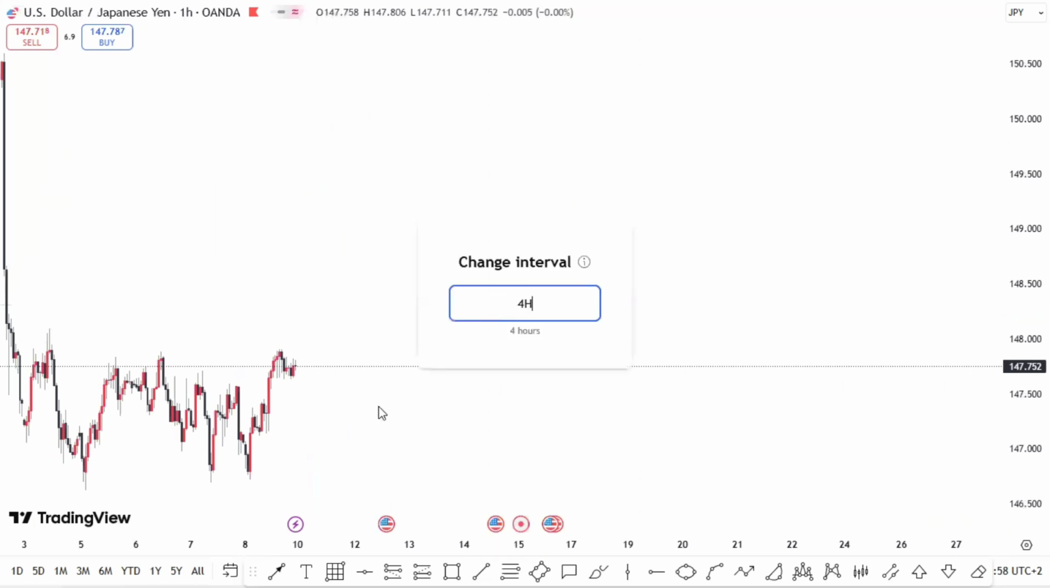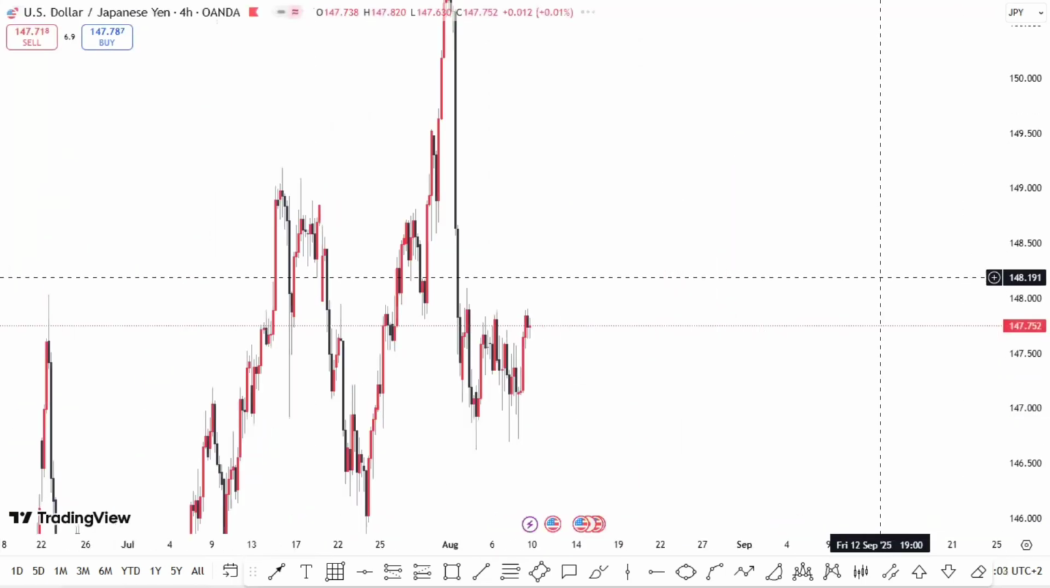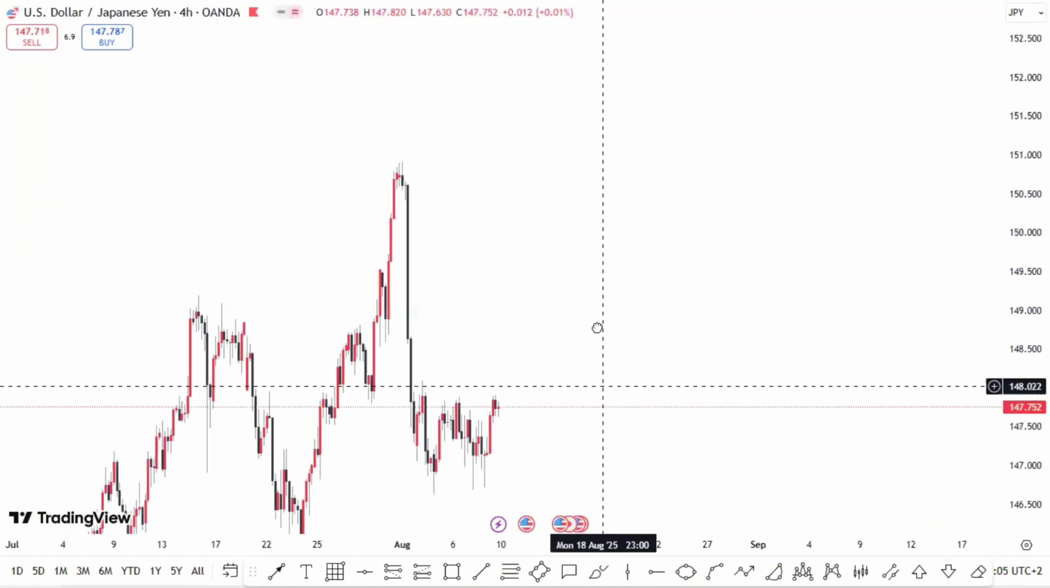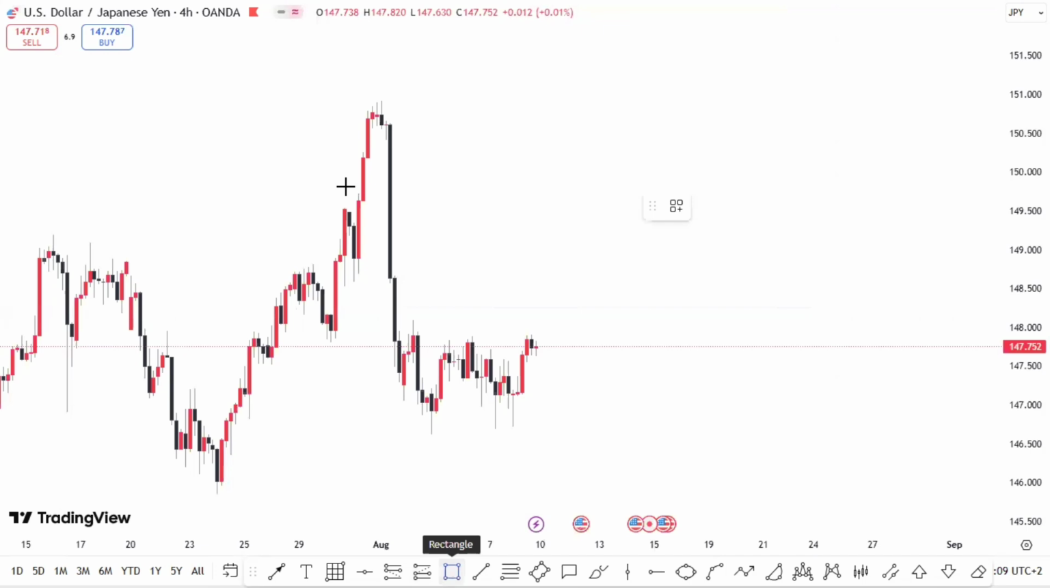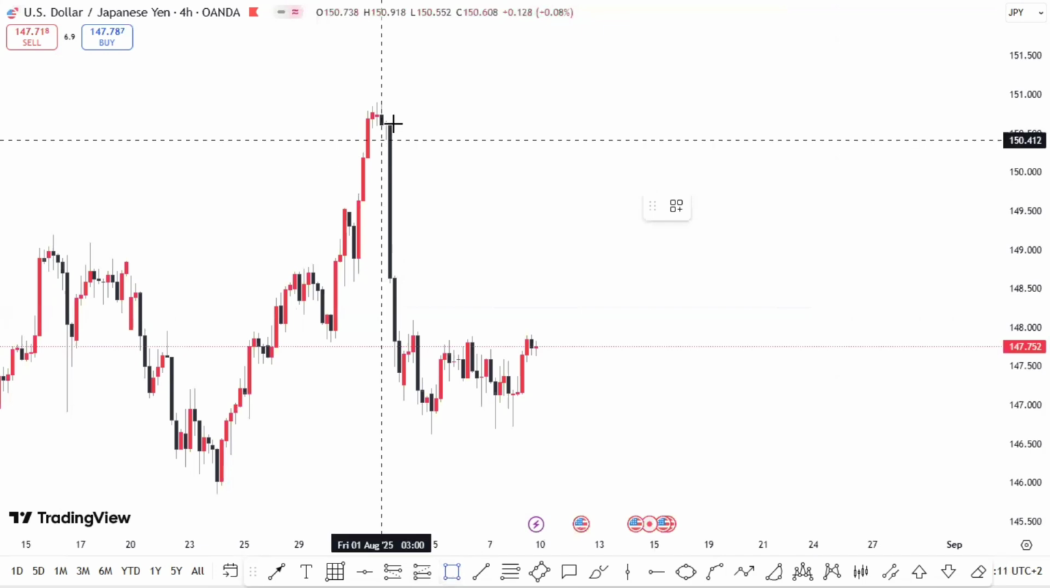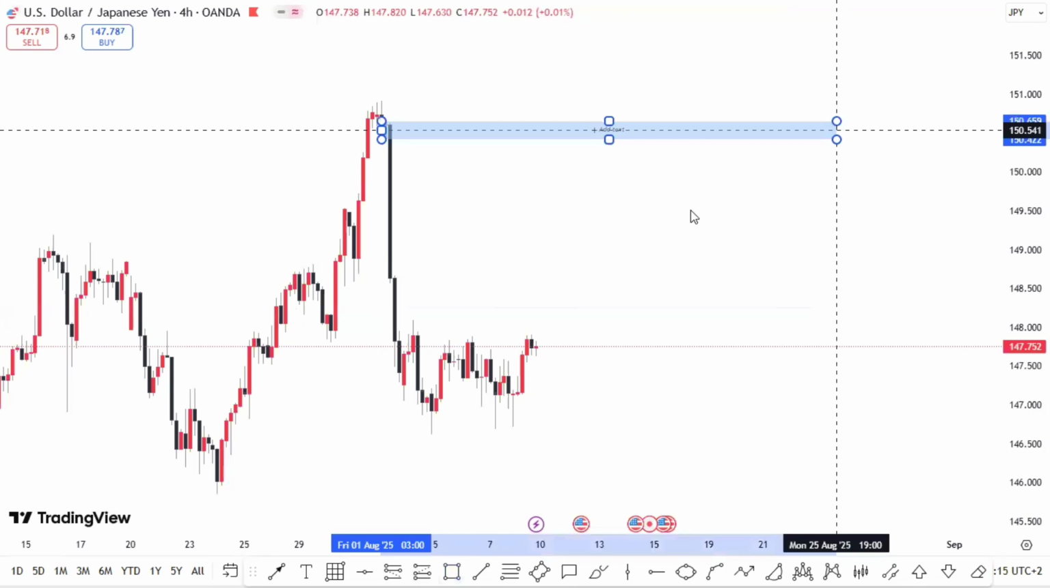Okay, USD JPY. Okay, I see a nice last candlestick there before they drop. Okay, let's identify it as our funded area.